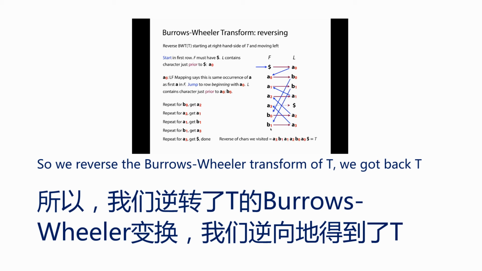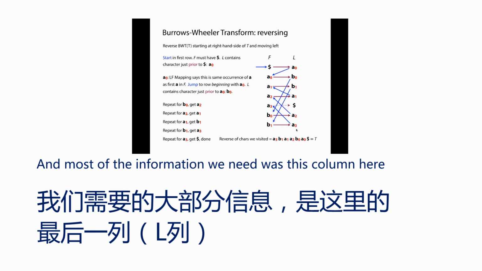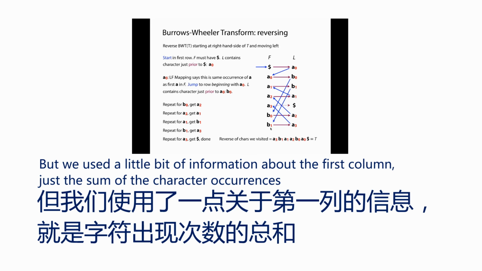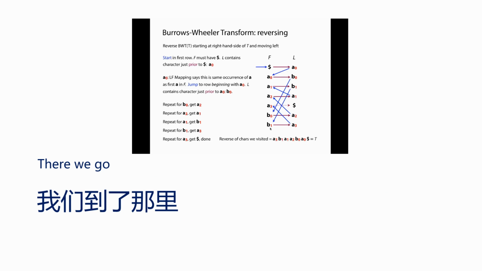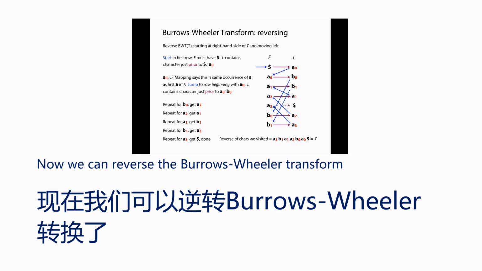So we reversed the Burrows-Wheeler transform of T. We got back T, and most of the information we needed was just this column here, but we used a little bit of information about the first column, just the sum of the character occurrences. There we go. Now we can reverse the Burrows-Wheeler transform.